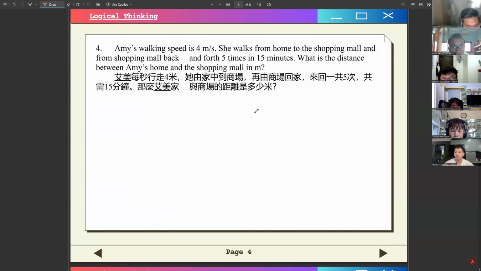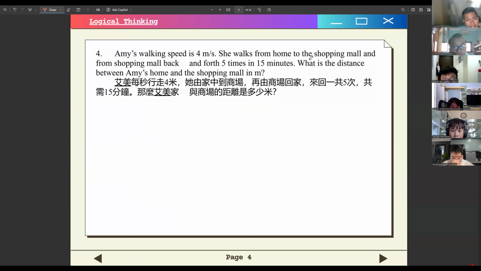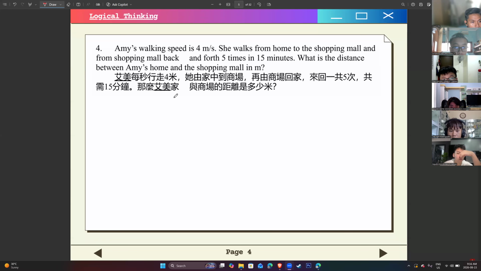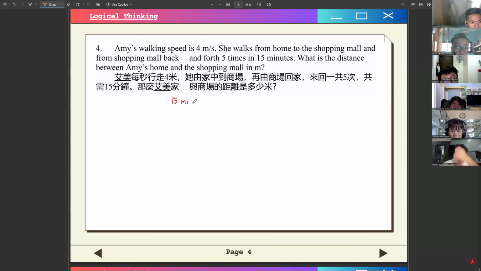Number 4, Amy's walking speed is 4 meters per second. She walks from home to the shopping mall and from the shopping mall back and forth 5 times in 15 minutes. What is the distance between Amy's home and the shopping mall in meters? Okay. So let's get the time first. The time is 15 minutes. So take note, the speed is in meters per second. So let's convert our time in minutes into seconds, so that we have consistent units.